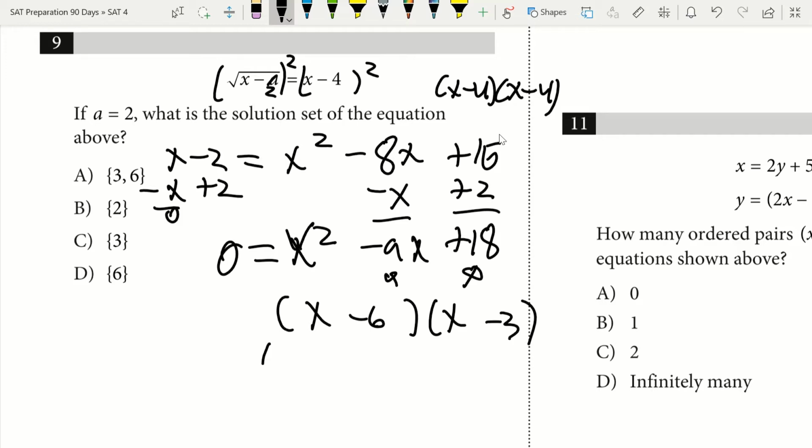At this point, I know my options for possible solutions are x equals 6 and x equals 3, but I have to check them. Okay, so I'm going to go ahead and check. We'll check 3. If we're going to plug 3 in here, let's go ahead and do that. Plug 3 in for x.